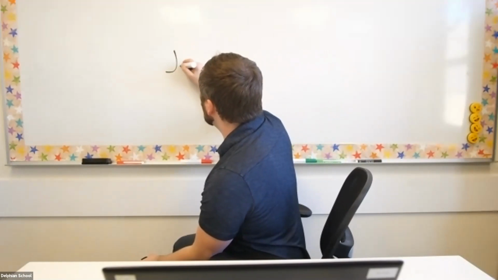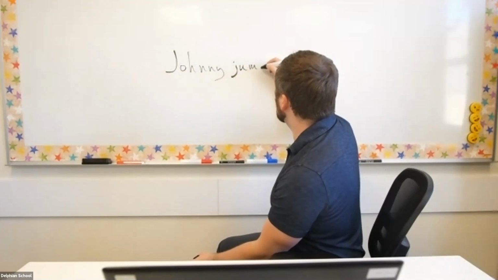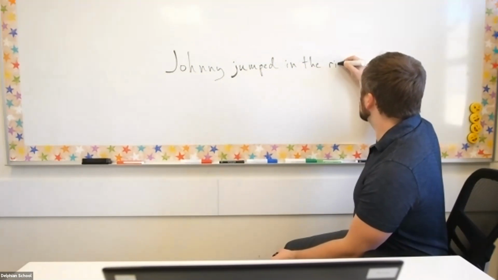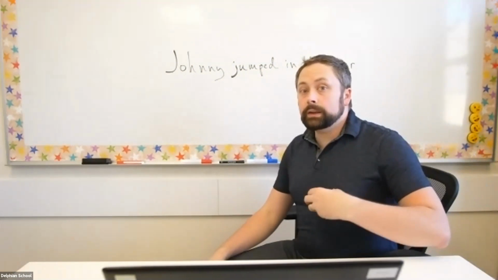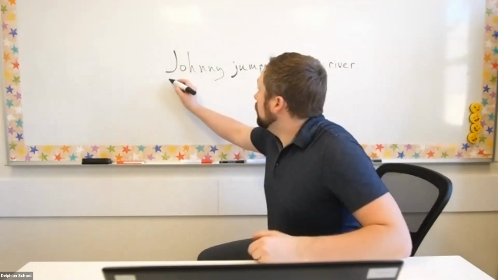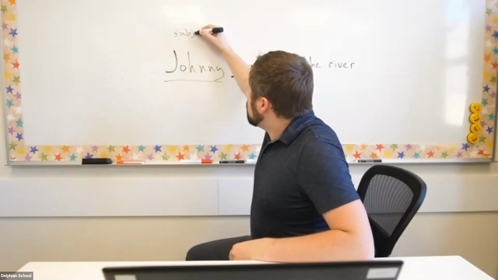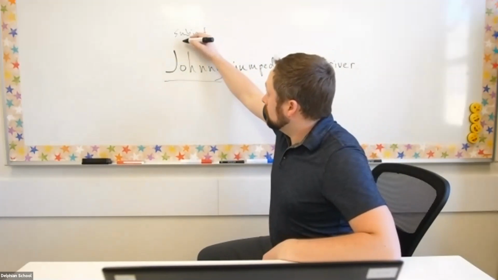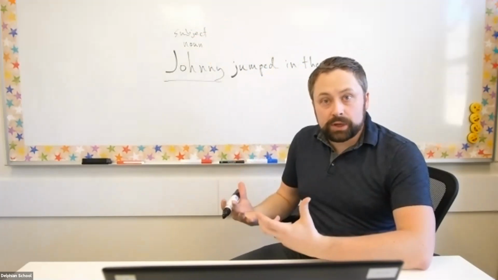All right, so Johnny jumped in the river. So here are the really important parts of any sentence. Any sentence needs to have a subject. That's what the sentence is going to be about. And here, Johnny is the subject. And by the way, subject is the job that it's doing. The part of speech is still noun. Johnny is a noun, but right now its job is to be the subject of the sentence.